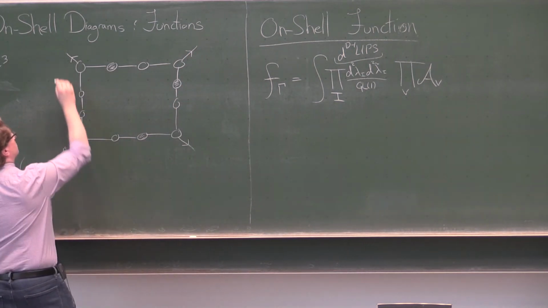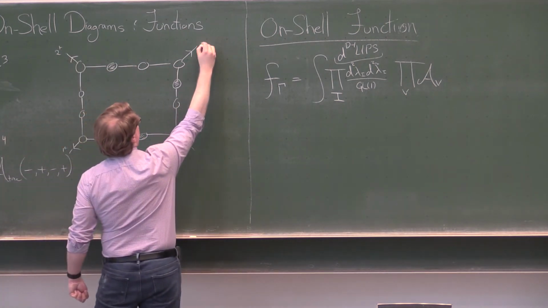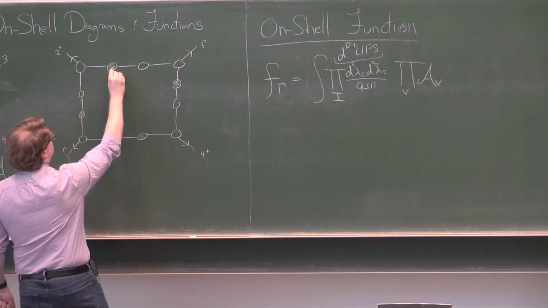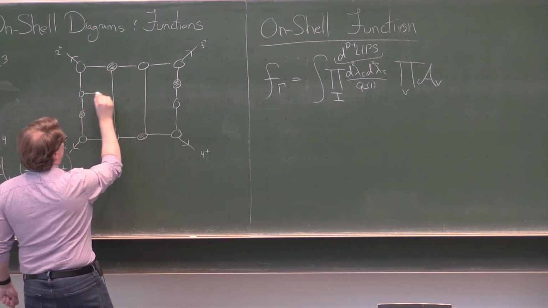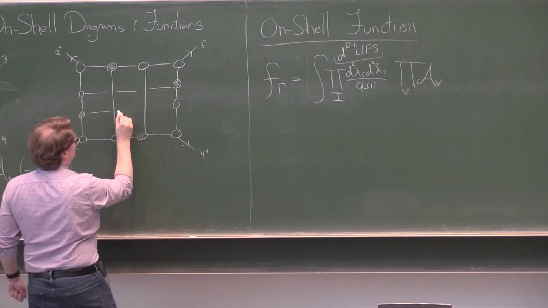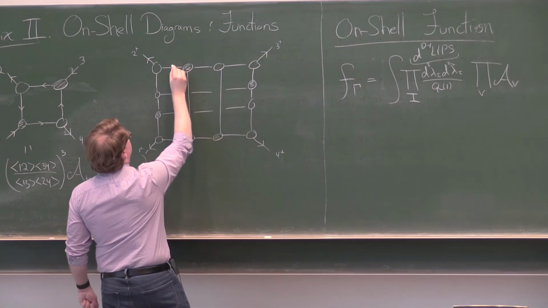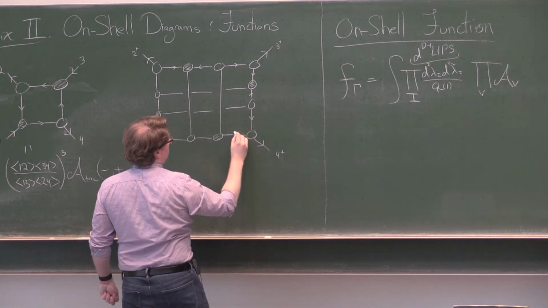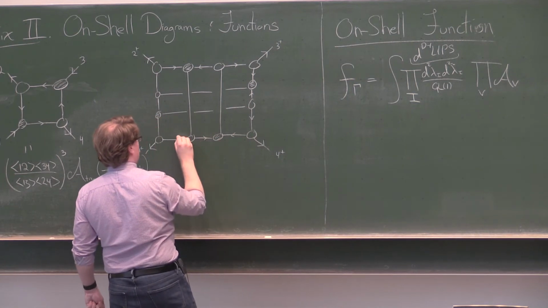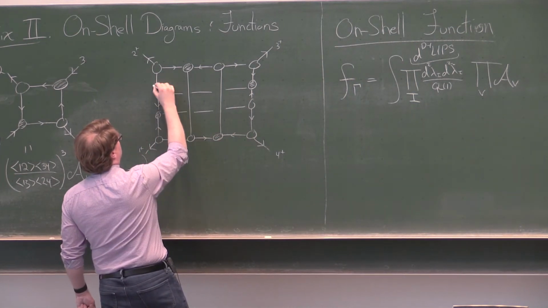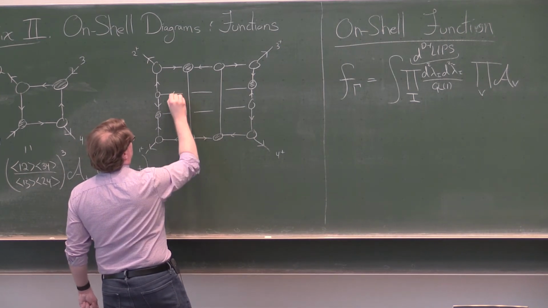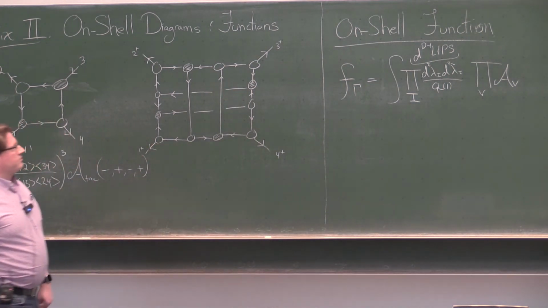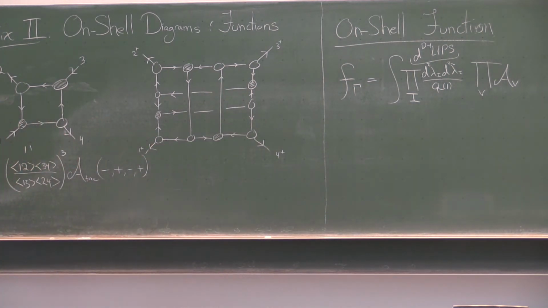So it's 1 plus, 2 plus, 3 plus, 4 plus, and it's non-planar. And the arrows here go in, out, in, out, in, out, out, and like this.